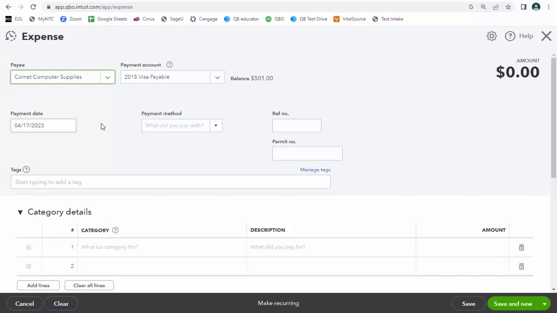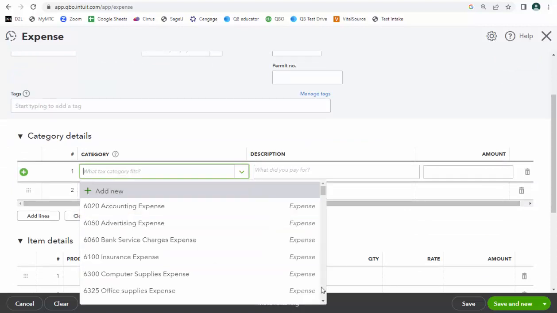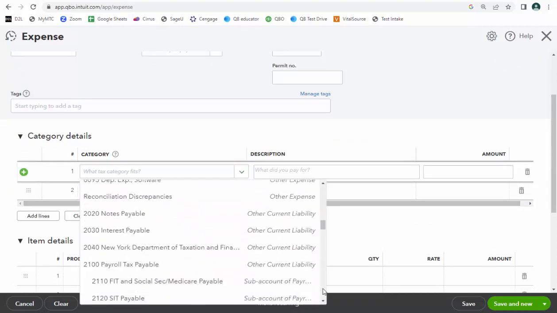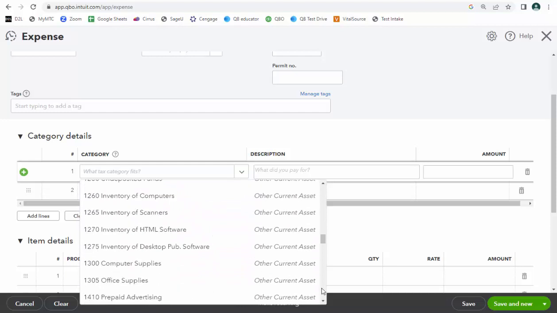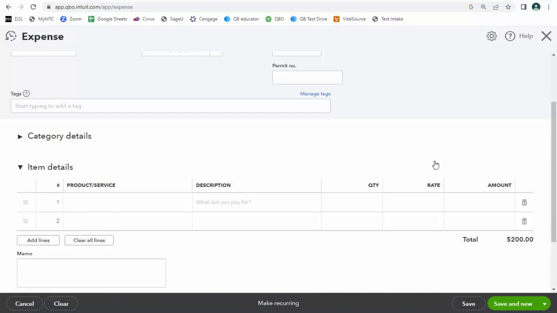Let's suppose you went to Comet Computer Supplies and you bought some computer supplies. The way you paid for it, when you checked out, you gave them your credit card. So what account is this? Well, this is going to be computer supplies. Remember, supplies are an asset when you buy them. They become an expense to you only when you use them up. Let's suppose that was $200.